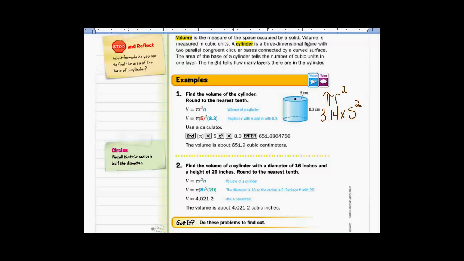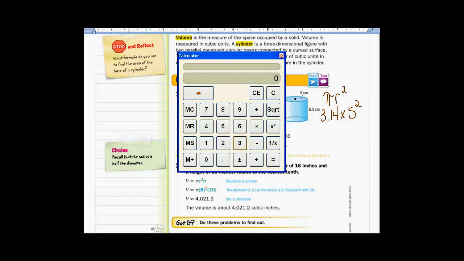Where's my calculator? There it is. 3.14, not 114, 3.14 times what? 5 squared. So you can't do 3.14 times 5 and then square it. You have to do 3.14 times 5 already squared, so times 25. Area of the base is 78.5, and then you would take that times the height, 8.3.